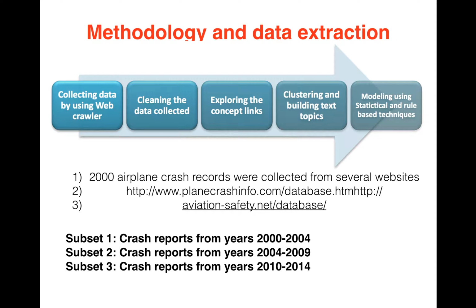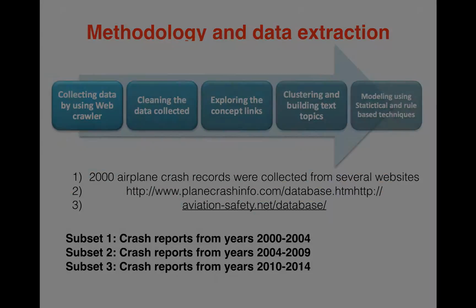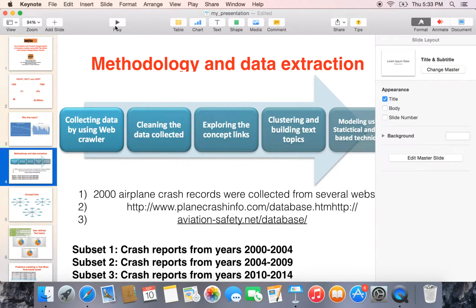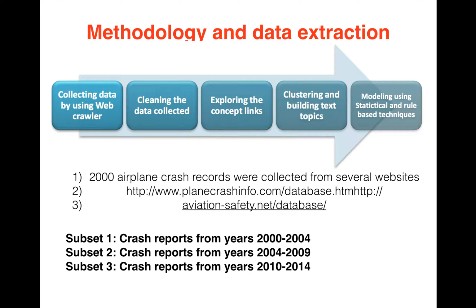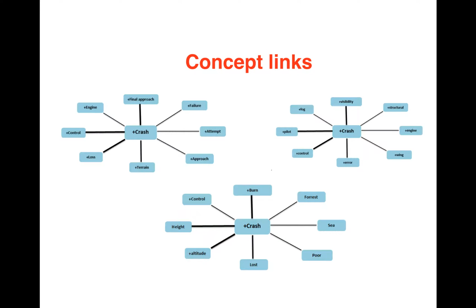In order to see if there is any trend over the years, I divided these into three datasets. The first dataset is from 2000 to 2004, the second dataset from 2004 to 2009, and the third dataset from 2010 to 2014. After dividing this into three datasets, I developed concept links for the three datasets. It is quite interesting that all three of them are significantly different.